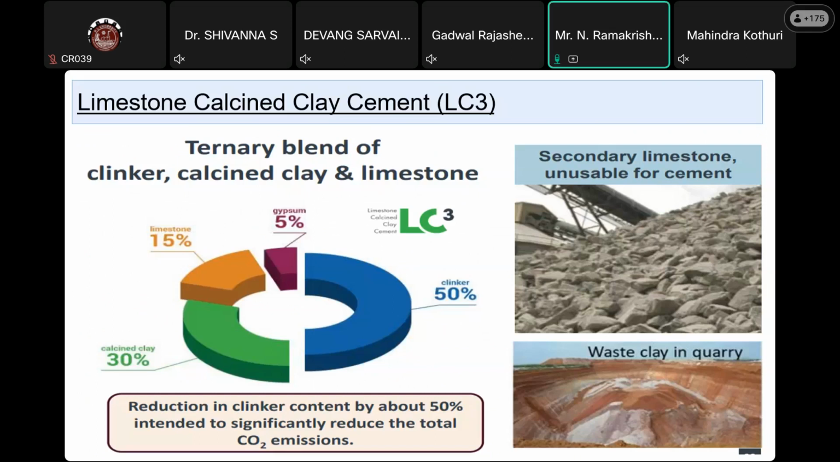So LC3 is nothing but limestone calcined clay cement. What happens here is that only 50% clinker is there. The remaining 50% is replaced with three different materials. One is calcined clay.